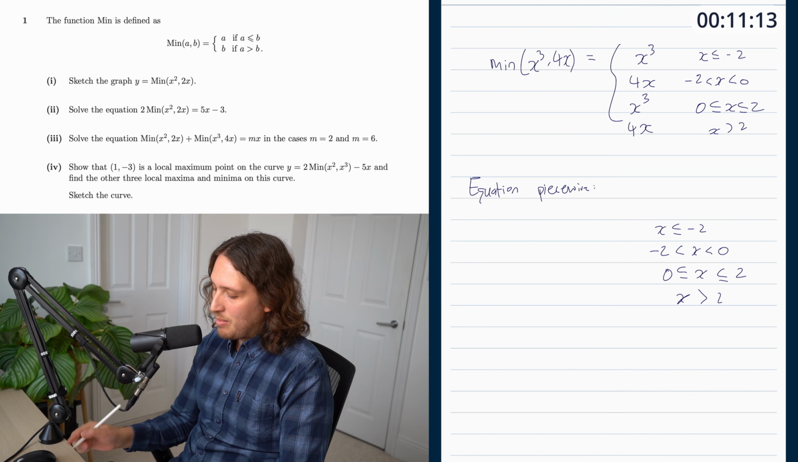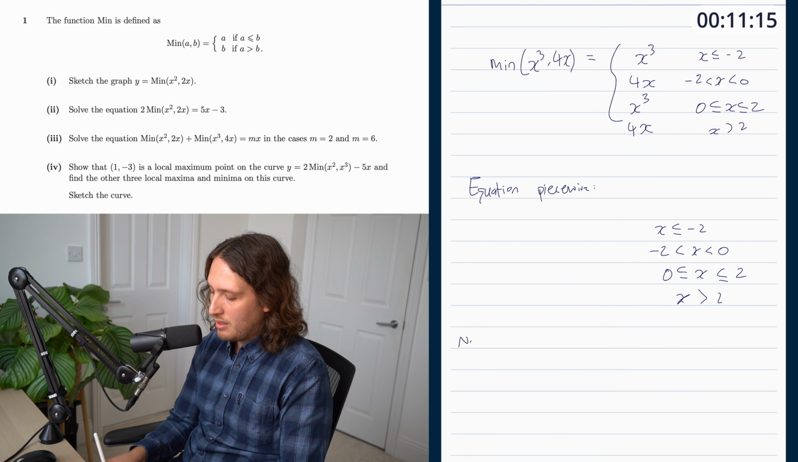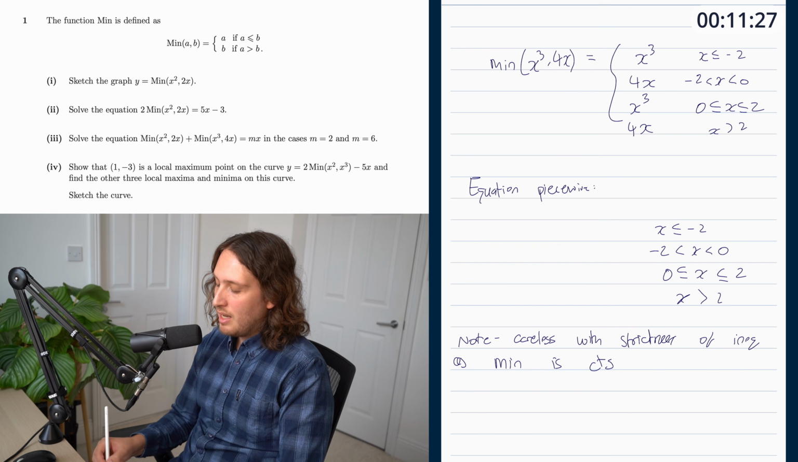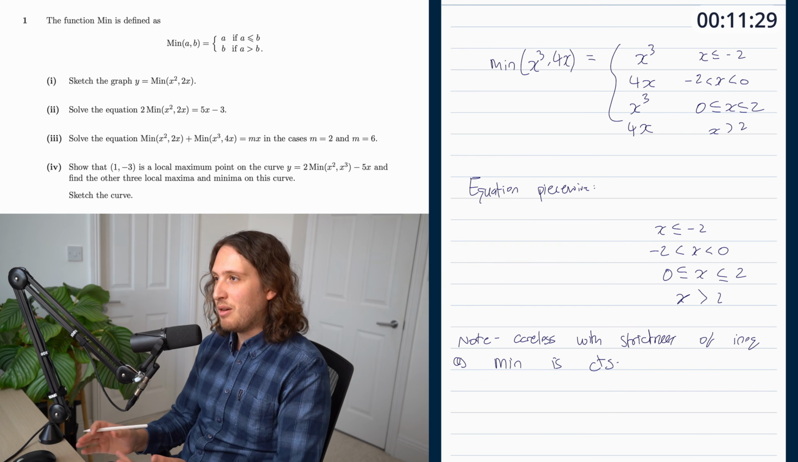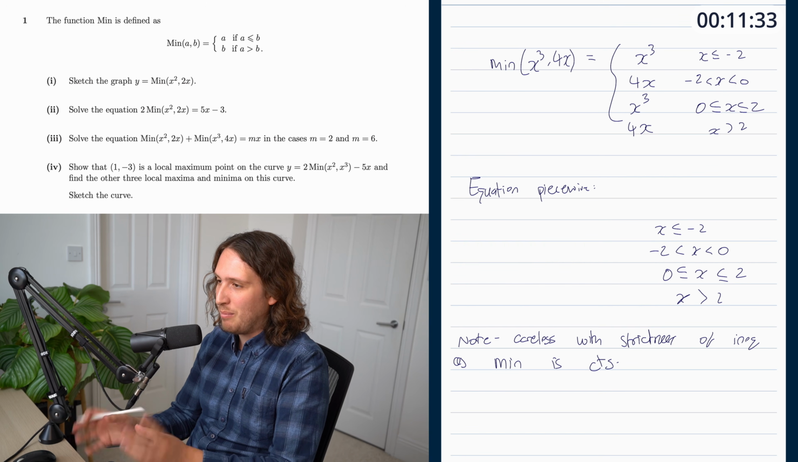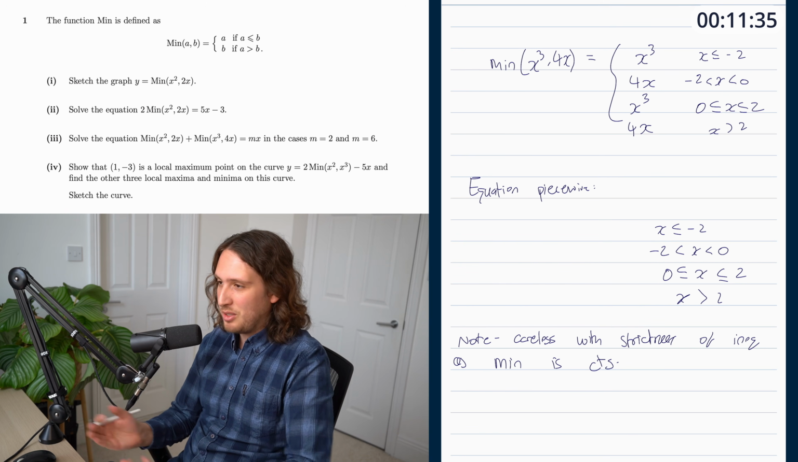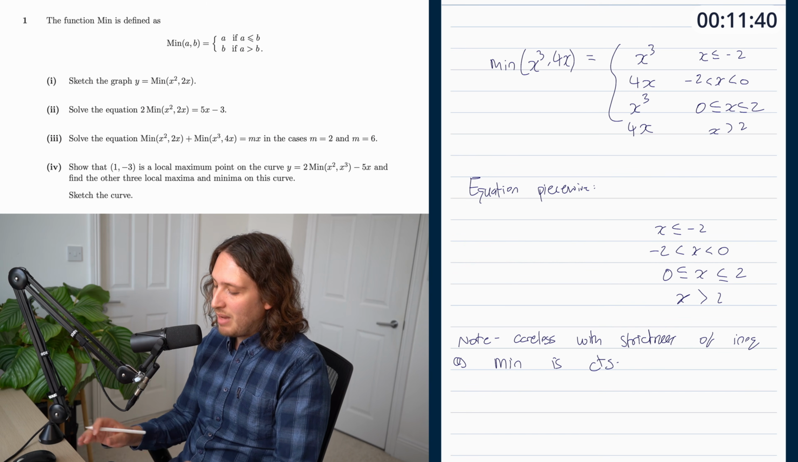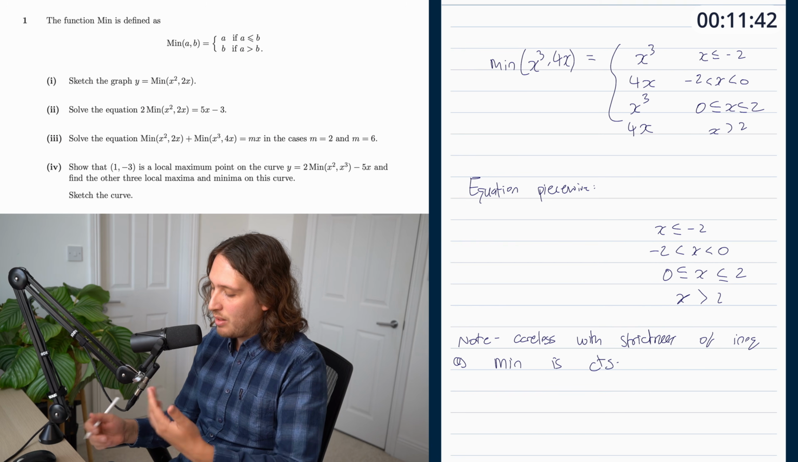So maybe I'll write a quick note to the examiner that I'm being careless with strictness of inequalities as the min function is continuous. So at the point where I'm changing over, it doesn't really matter which one I use, because the whole point is the minimum of 2 numbers which are equal. It doesn't matter which one of the 2 numbers I take. So I don't need to worry that maybe I've been inconsistent with my or equal to's.